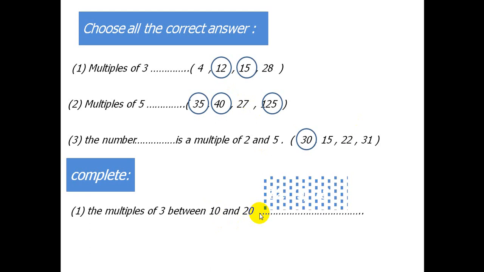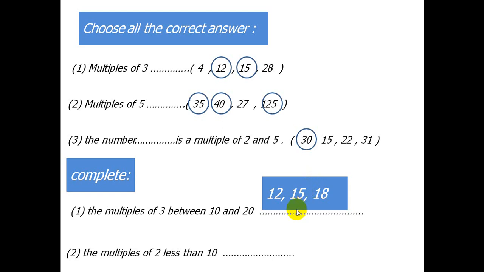Okay, after 12, jump again. After 12, 13, 14, 15. Can we write 15? Yes, it's between 10 and 20. Okay, jump again. After 15, 16, 17, 18. I get 18. Yes, we can write it because it's between 10 and 20. And these 3 numbers are the multiples of 3 between 10 and 20. The last question here.